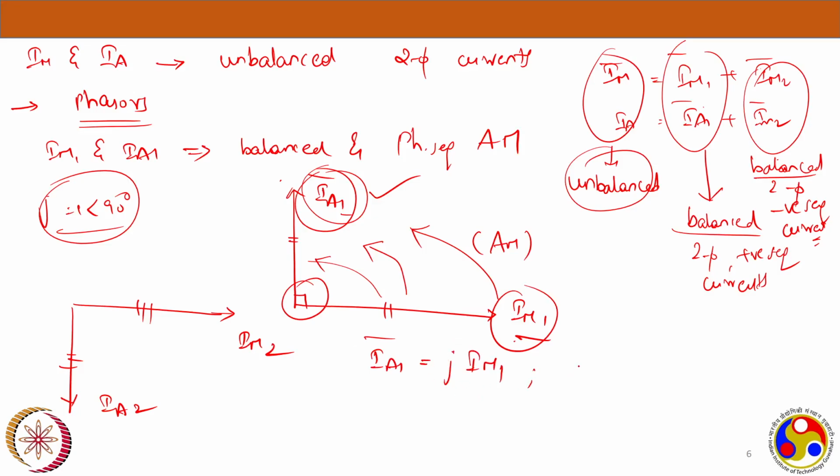And now if you see the bottom one, IA2, if you multiply by j, it will go like this. If you multiply with minus j, it will have a minus 90 degree rotation. So you need a minus 90. So IA2 would be minus j times IM2.